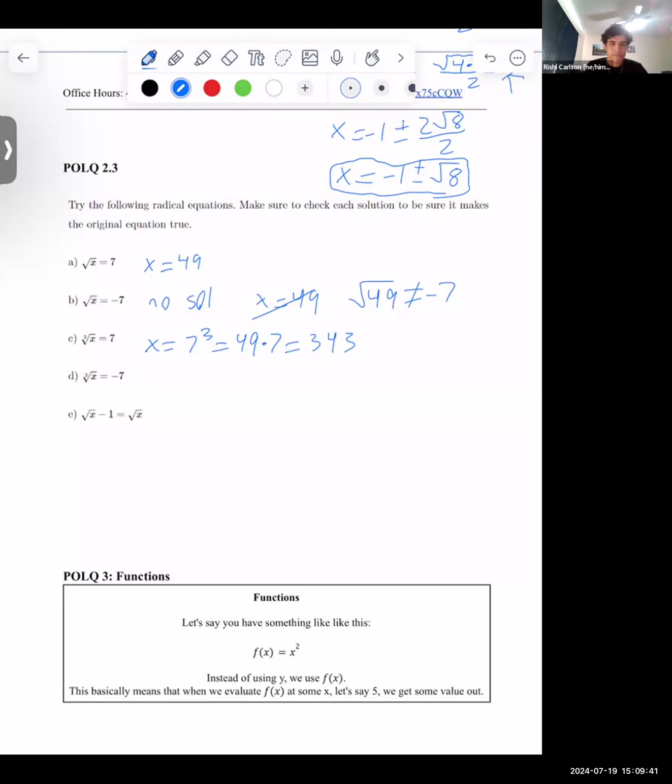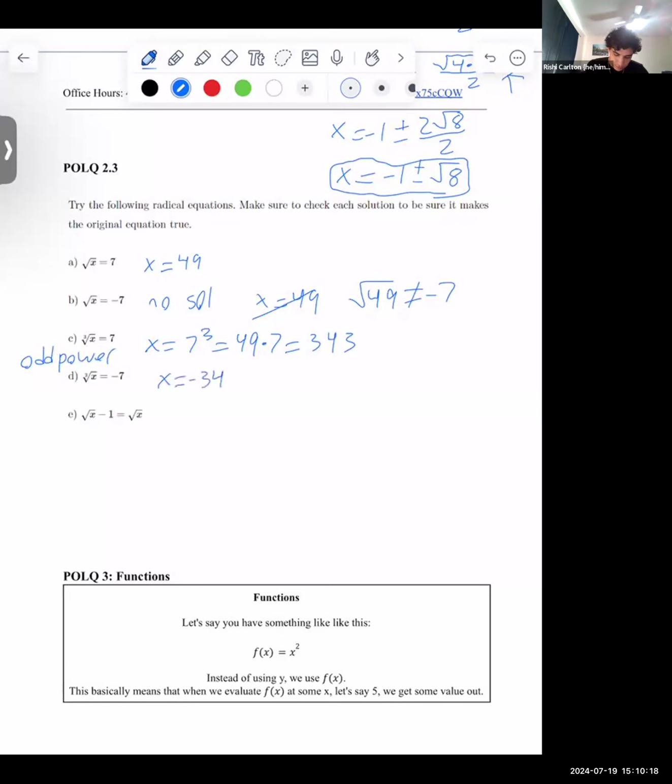Part D, the cube root of x equals -7. What do we think here, guys? Any audience feedback? Okay, no solution, no solution. Well, I'll tell you guys, this is a trick question. It's not actually a trick question, but it's a learning opportunity. Since this is an odd power, x equals negative 343.